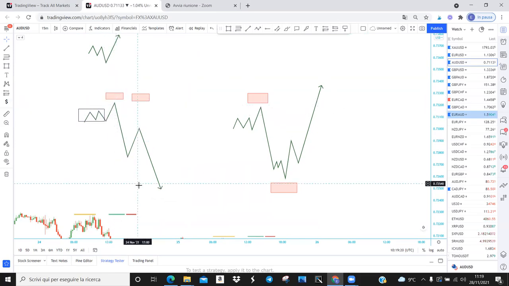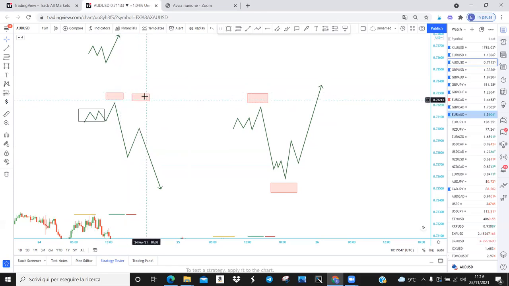So manipulation to then drop, to fake out all the players of the market, all the retail traders, all the people that are involved into one direction, all the people that are trading breakouts of ranges, all the people that are in a sell and have stop loss above the range. So manipulation, drop.